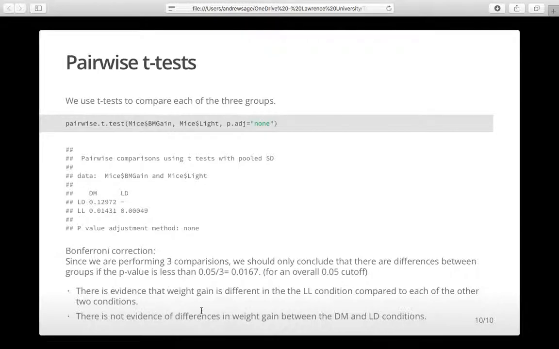However, we don't have evidence to conclude that there are differences in weight gain between the dim light and the light-dark settings.